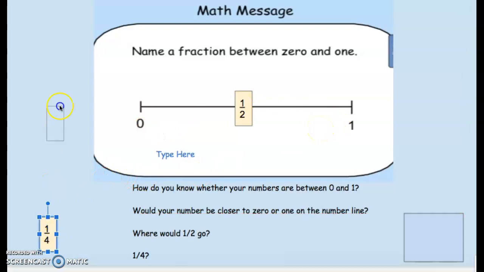Where do you think 1/4 would go? Point to the screen where you think 1/4 should go. That's right. 1/4 is closer to 0 and is smaller than 1/2. So it would go in between those two numbers.